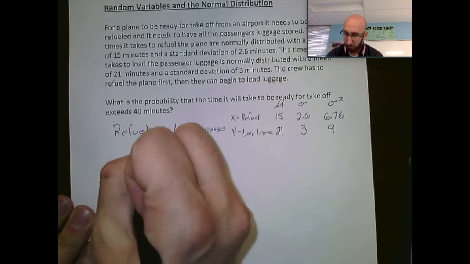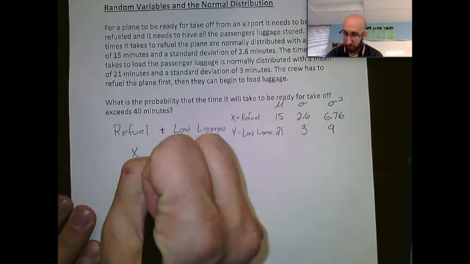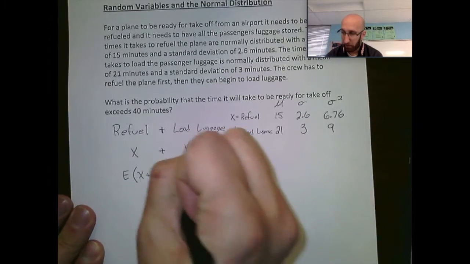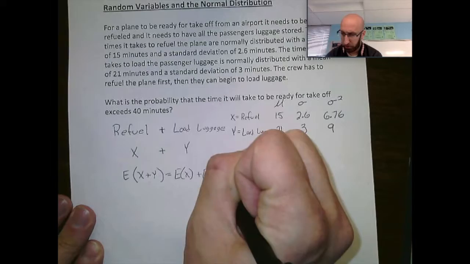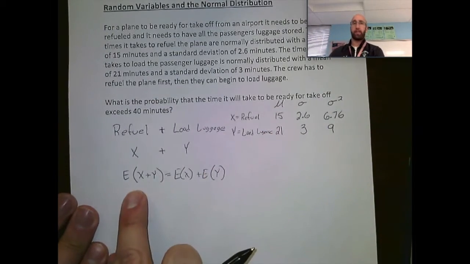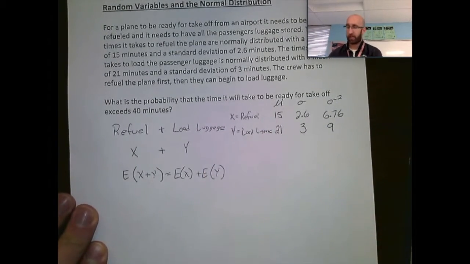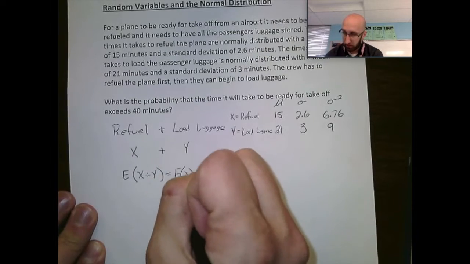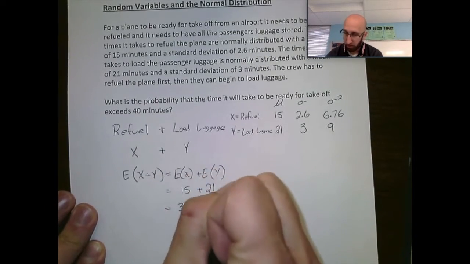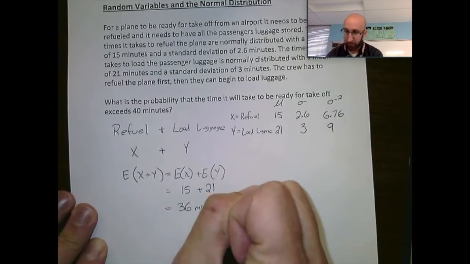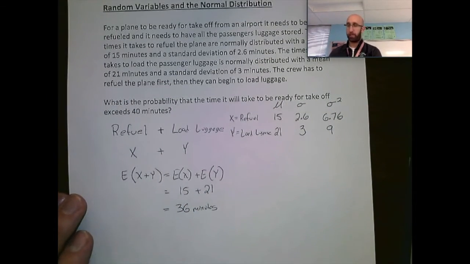I've done a video on this already, combining random variables. You should go check it out if you need to. But very quickly, we're going to take the expected value of X plus Y. You're just going to take E of X plus E of Y. So we're talking 15 plus 21, which is 36 minutes, the average time it's going to take to get this plane ready for takeoff.